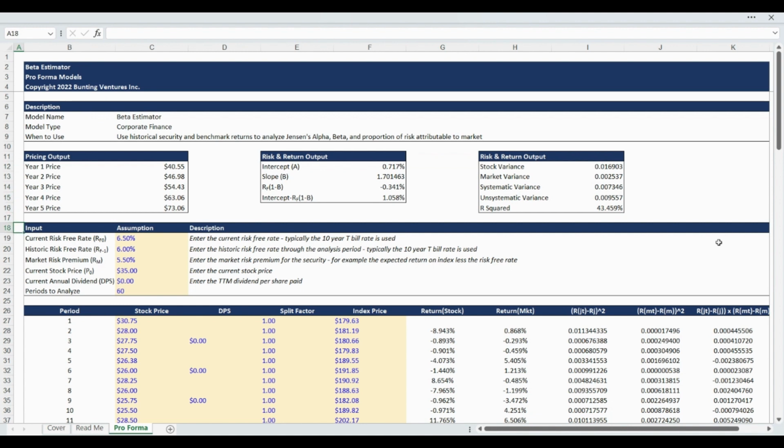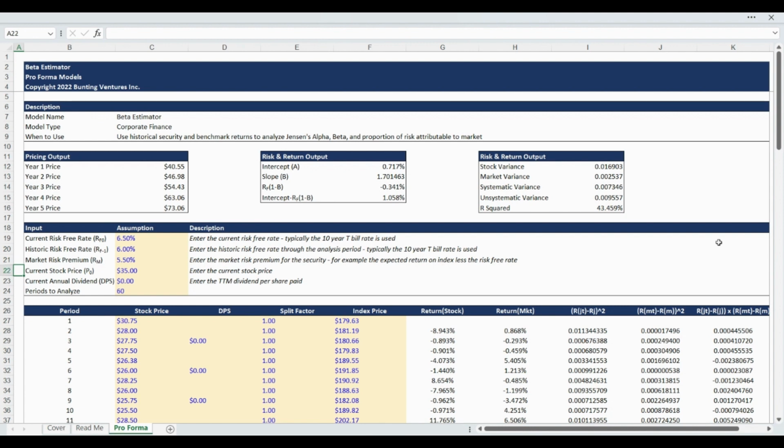The first assumption input is for the current risk-free rate. The current 10-year Treasury bill rate is commonly utilized. The second assumption input is for the historic risk-free rate over the backward-looking analysis period being utilized in the model. You can get this rate by calculating the average historic 10-year Treasury bill rate during the backward-looking analysis period, as an example. Next, the market risk premium for the security is input.